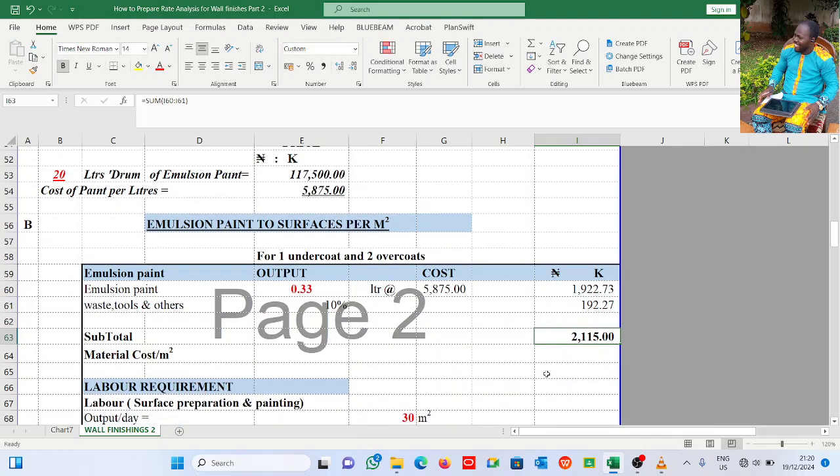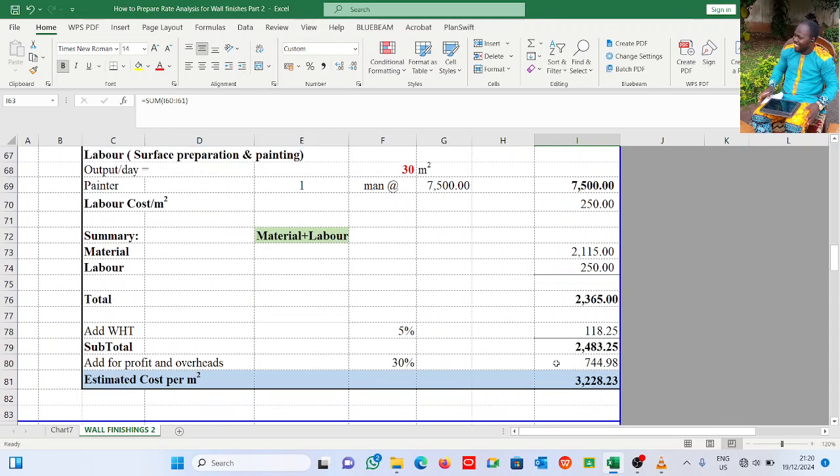This is the material component. Now the labor component: output per day for one skilled labor is 30 square meters. One skilled labor is paid 7,500 naira per day. So if I divide, I get it per square meter: 75 divided by 30 gives us this. All right, so we now know the material. Now we know the labor.